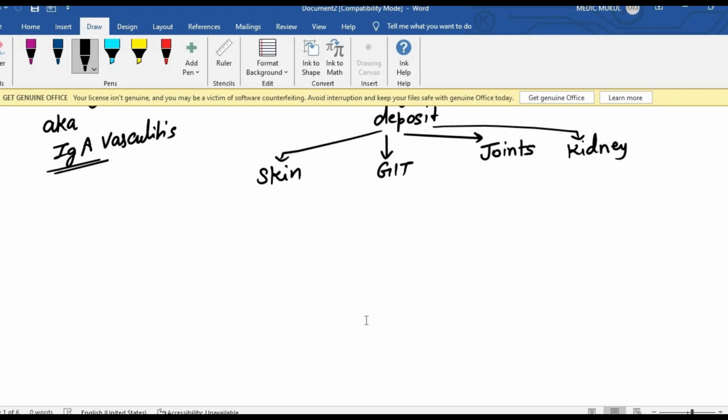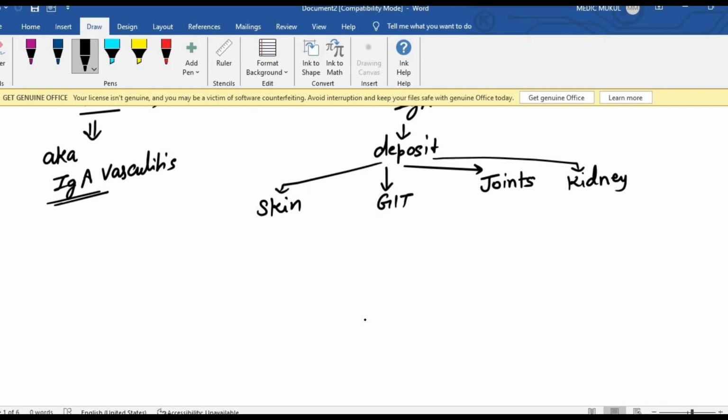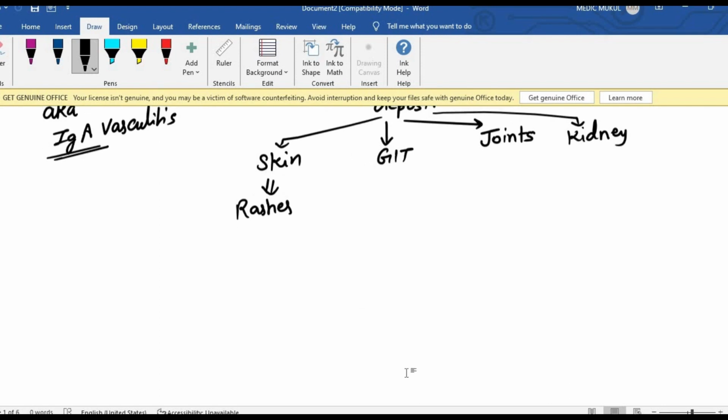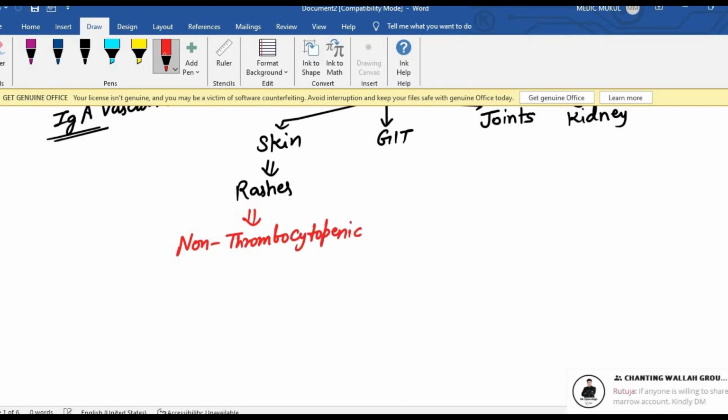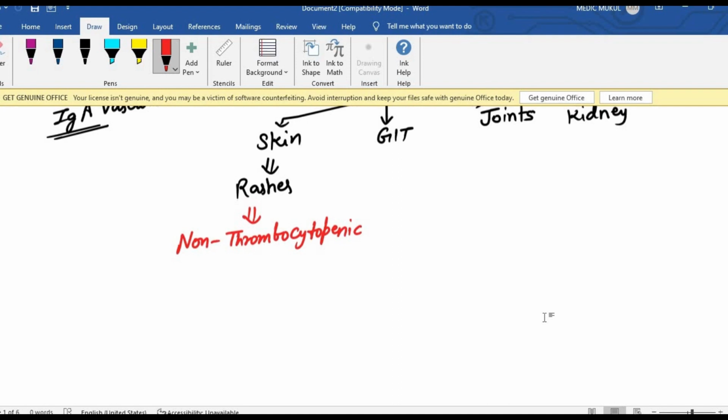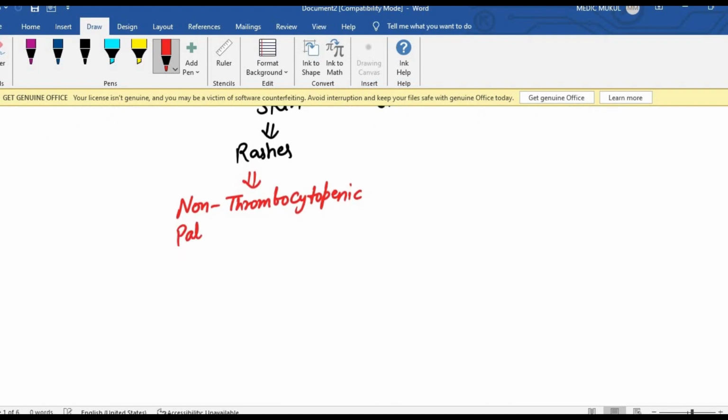So when they deposit in the skin, they cause rashes, and these rashes are known as non-thrombocytopenic. What is the meaning of non-thrombocytopenic? Thrombocytopenia means there is a decrease of platelets. So non-thrombocytopenic, these are the palpable purpura. And these are symmetrical findings.